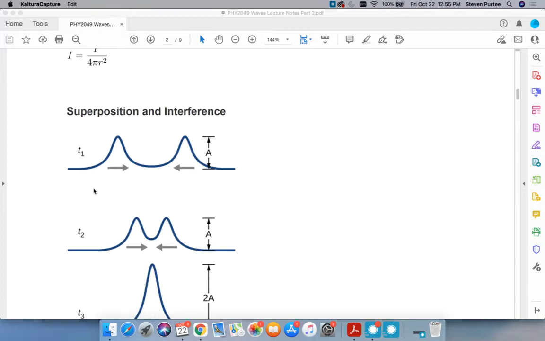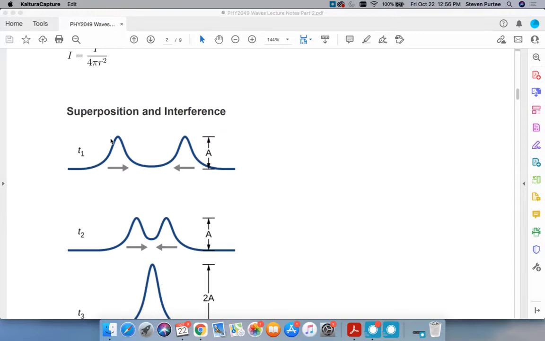Okay, sound waves. What if we have two sound waves in the same space? Sound waves follow the principle of superposition, which means sound waves add together like vectors add together. The amplitudes, the y values, just add together. So I have these two waves traveling toward each other. They're just single peaks. They're not sine waves.